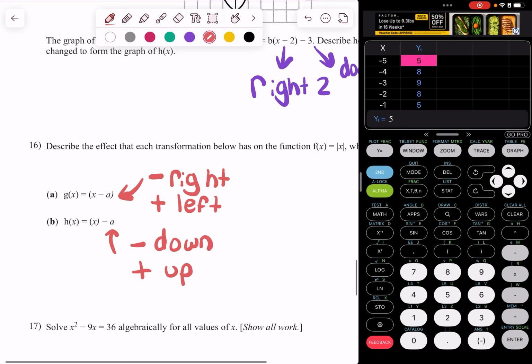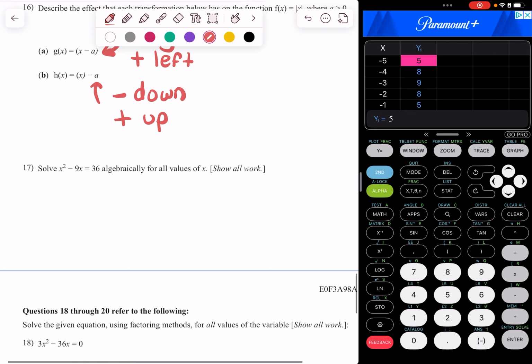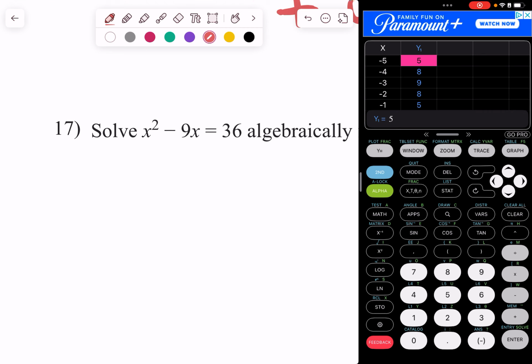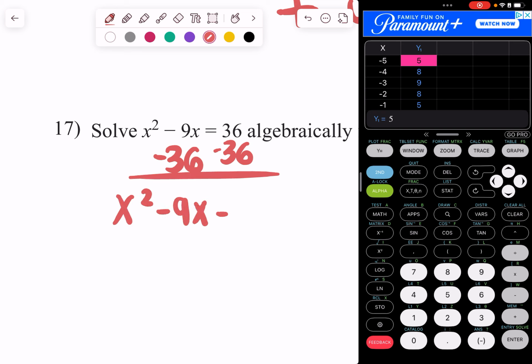Okay. Now we are going to look at how to solve. Here, number 17, solve algebraically. The first section of your quiz is going to be 2 questions where you have to solve by factoring. That is not the same thing as solving by the square root. So I want to go over how we do this. When we solve by factoring, we want to get it equal to 0. So I didn't want that 36 there. It was a positive 36, so I just subtracted.